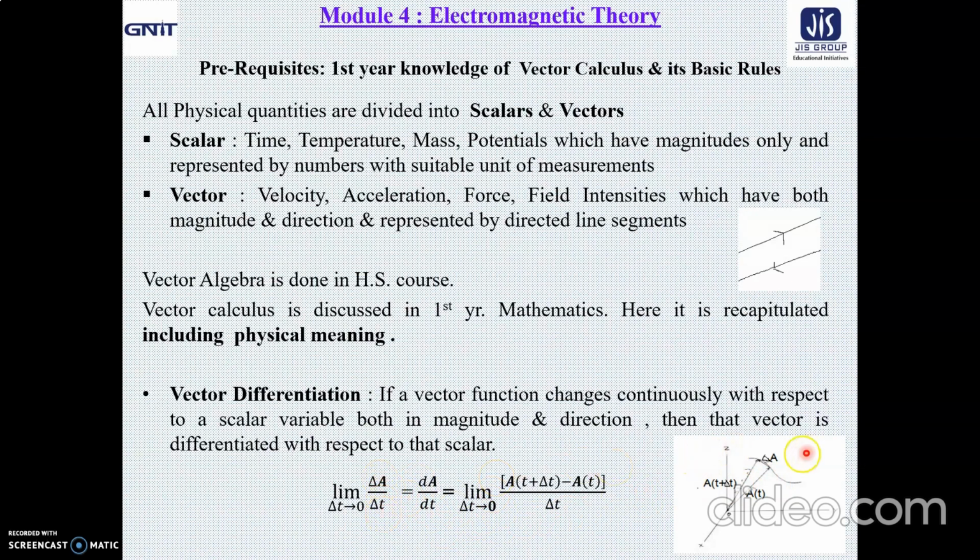Delta A by delta t. So delta A by delta t in the limit delta t tends to 0 means it is along the tangent to this curved path. We are considering the curved path because A(t) and A(t plus delta t) are not the same, so they are connected by a curved line. In the limit delta t tends to 0, we are getting this change delta A at this point, which is nothing but representing the direction as tangent to this curved path, and which is nothing but the physical meaning of the vector differentiation.